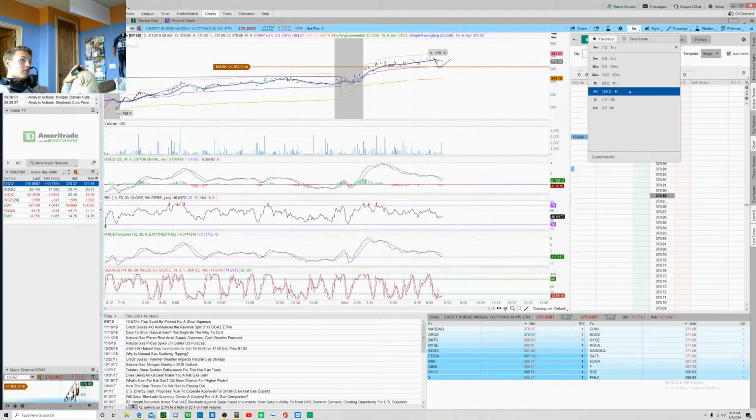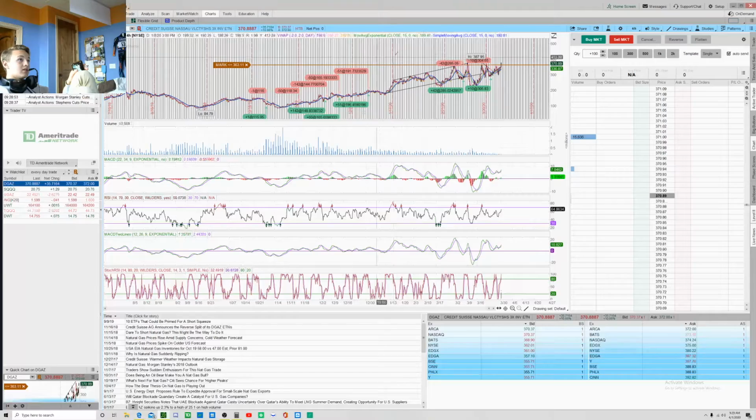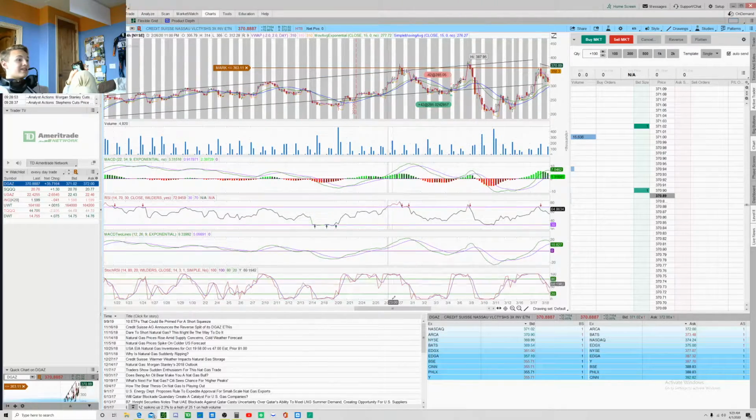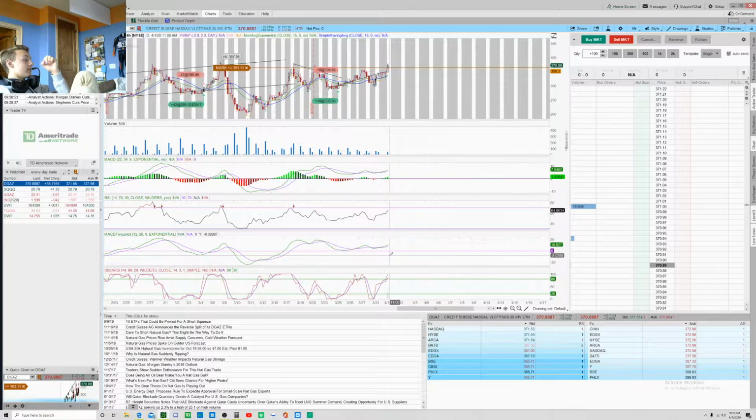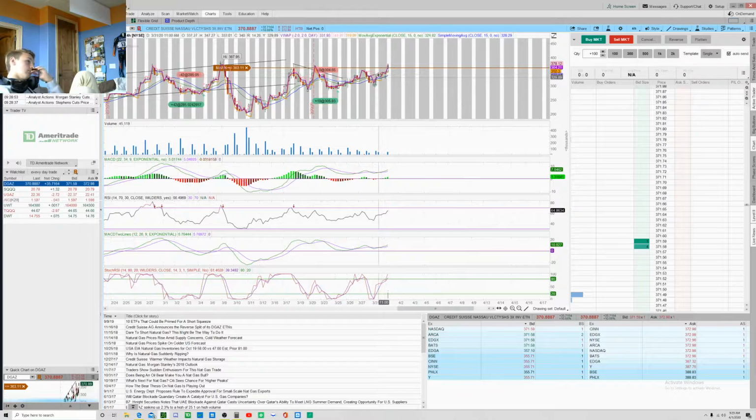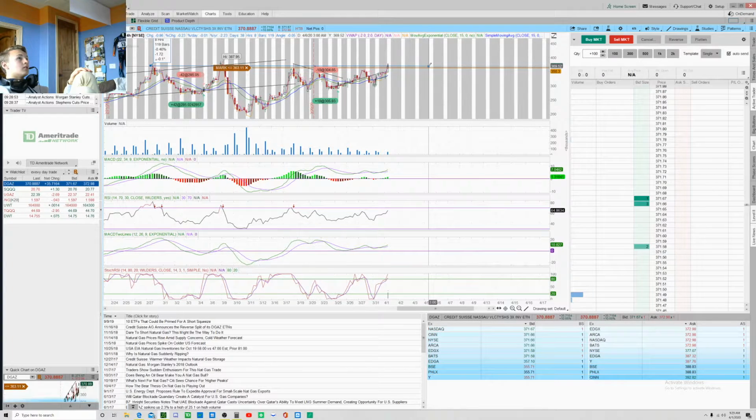If I go into the 4-hour chart, see, it's high. It's really overbought right now, so it's determined to drop. And it's never gone past 400 before.